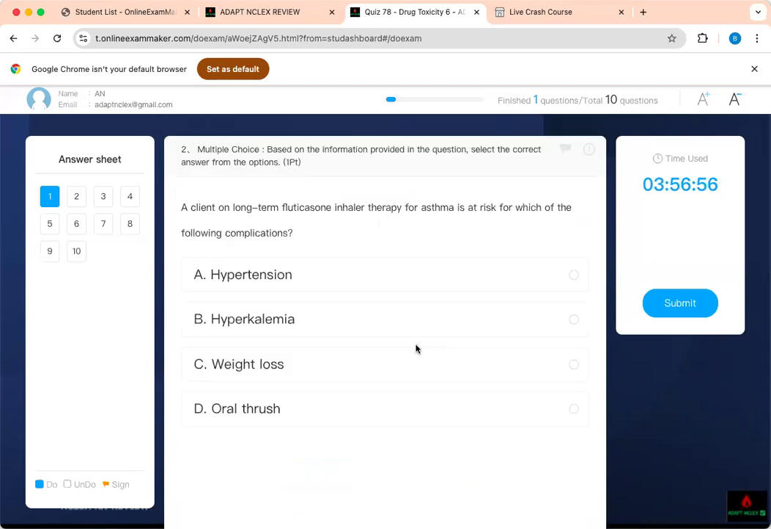A client on long-term fluticasone inhaler therapy for asthma is at risk for which of the following complications? This is a trap question. You have to pay attention to the buzzword. Patient is on long-term, but what? Fluticasone inhaler therapy for asthma. This is a steroid, but it's an inhaled steroid. Most of the inhaled steroids stay in your lung. It does not go into your system, so it does not have the systemic symptoms of steroids, right?